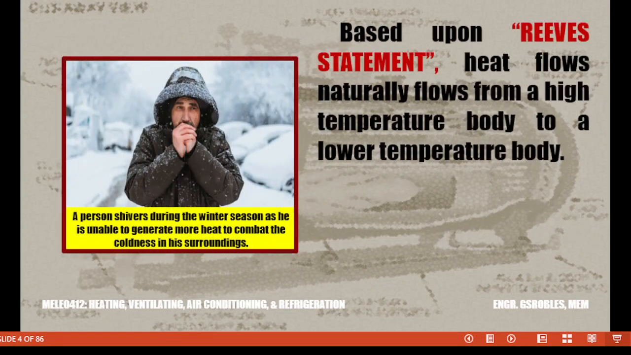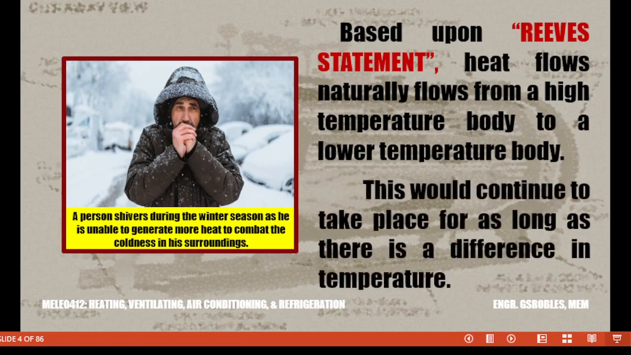So, referring to the statement provided by Reeves, it suggests that heat would flow naturally from a region of higher temperature to a region of lower temperature. Such movement of heat or heat transfer would continue to take place for as long as there are differences in temperature and would only cease when there is what we call thermal equilibrium, which is basically very difficult or impossible to happen, because there is no known place in the universe or galaxy where we have the same temperature.